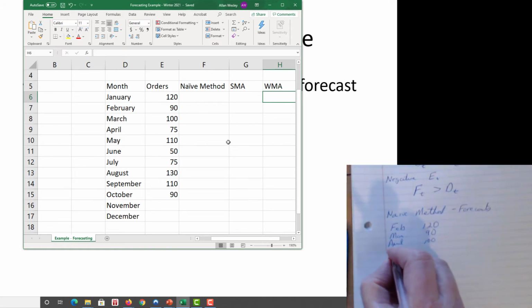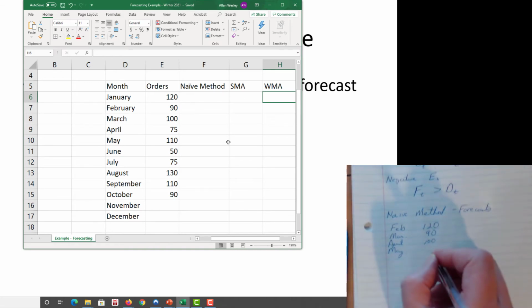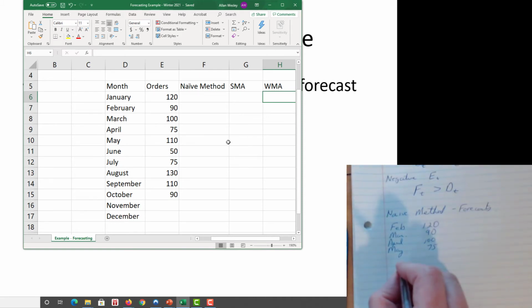Let's do one more. May is whatever the previous period is. It's based off of April. What did we do in April? 75. Okay. So just remember, the forecast for the next period is the same as the demand for the current period. And that just means that the forecast for May is the demand for April, right? The previous period. Looks like devil, doesn't it?